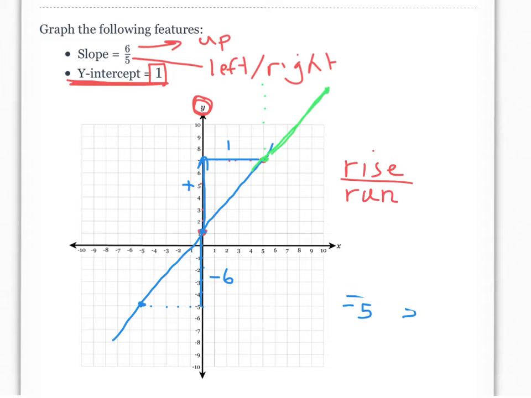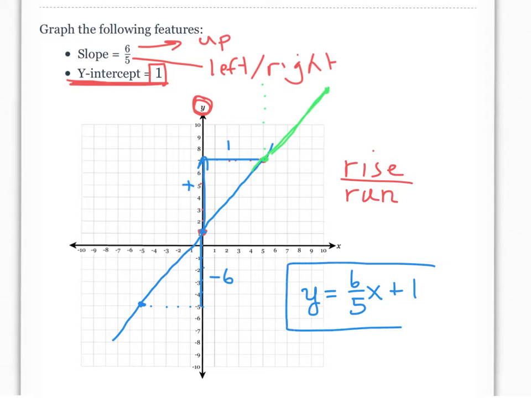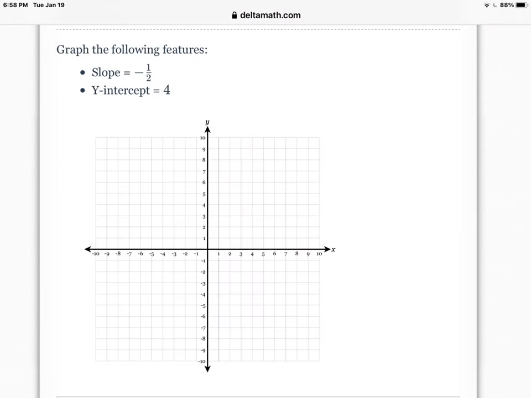Now the other thing I want you to take away here is that we can write the equation of this line as well. The equation of the line always goes y equals slope, 6/5 times x plus the y-intercept. There's the equation of the line. So if I was given the equation of the line, I could also graph it. Let's try a couple more of these.